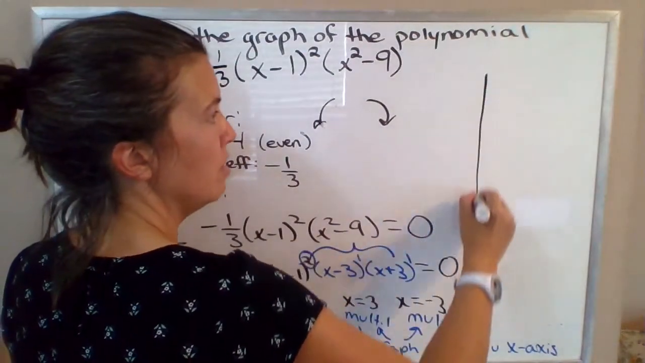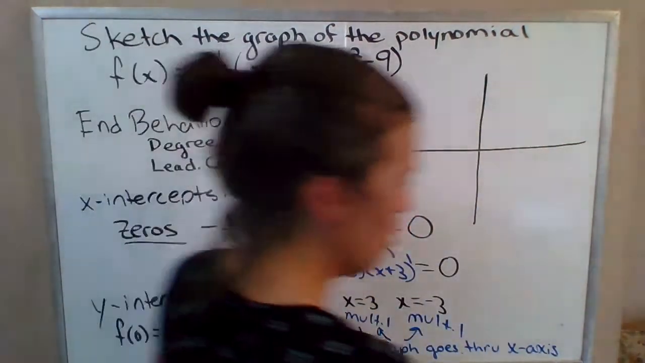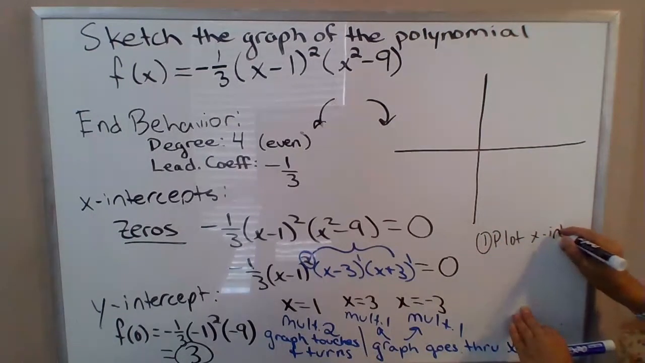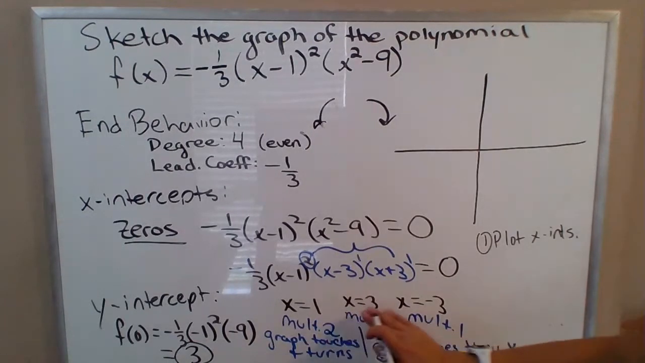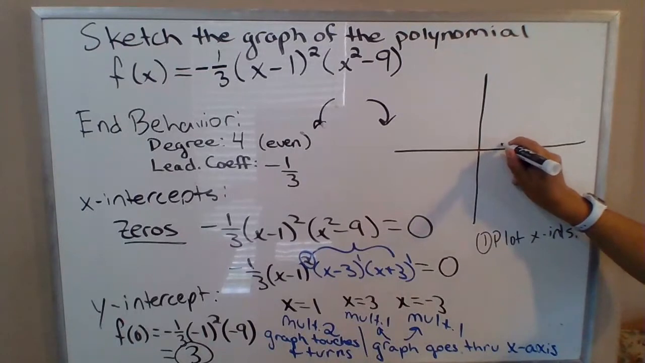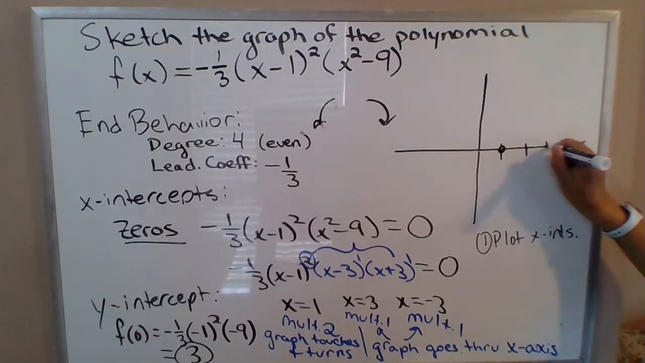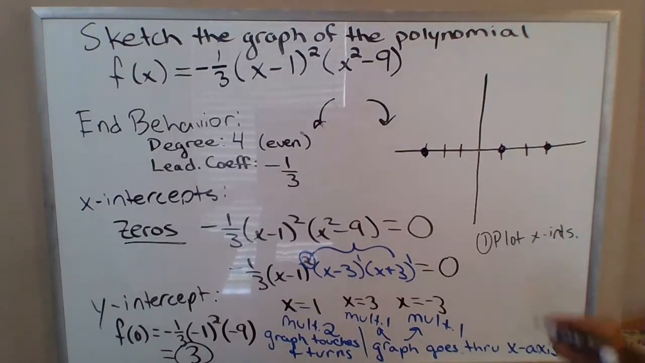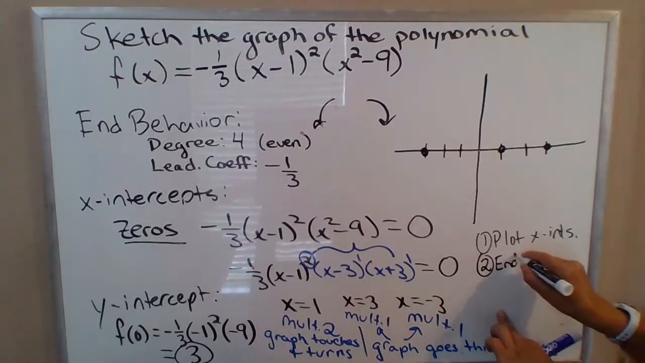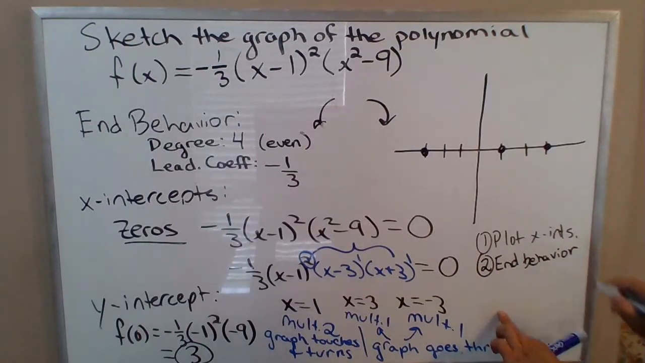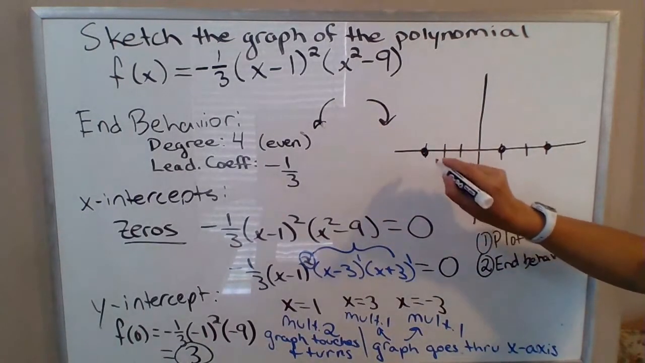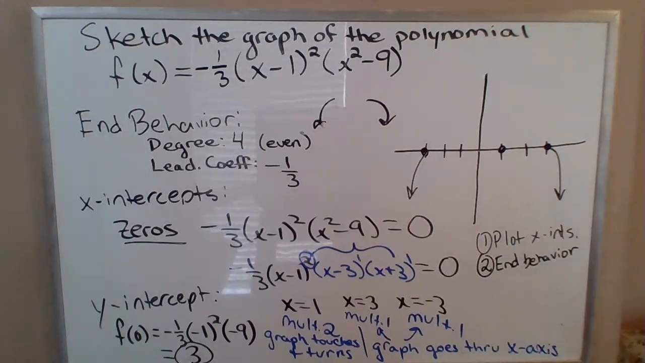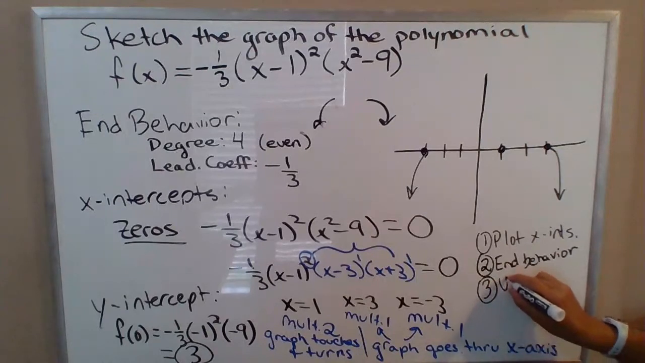But now we can collect that information and draw an overall sketch of the graph. So when you're ready to graph these polynomials, start by plotting the x-intercepts. This one has x-intercepts at 1, 3, and negative 3. Second, use end behavior to draw the ends of that graph. End behavior is down on the left, so go to the far left x-intercept and draw the graph going down from there. And down on the right, so go to the far right x-intercept and draw the graph going down from there. And then use multiplicities to fill in the middle.